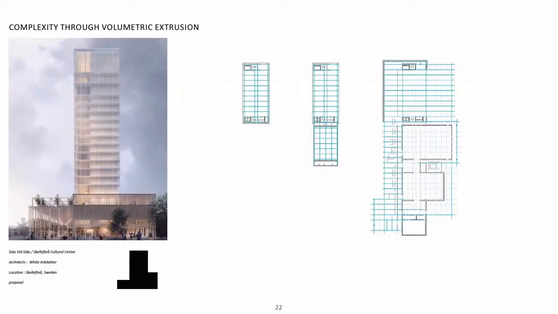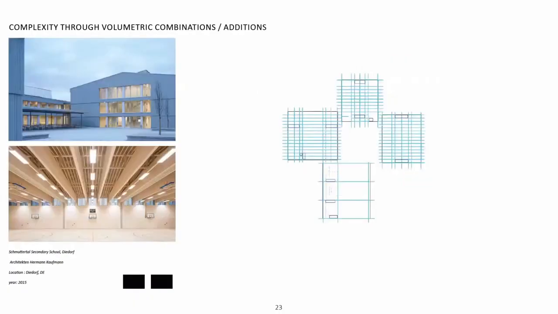Another way that complexity is seemingly achieved is through volumetric extrusions, where basically the top floor is just a smaller version of the floor beneath it. Another popular method, in these combination systems, is to have completely separate volumes that are then put together to create different spaces.